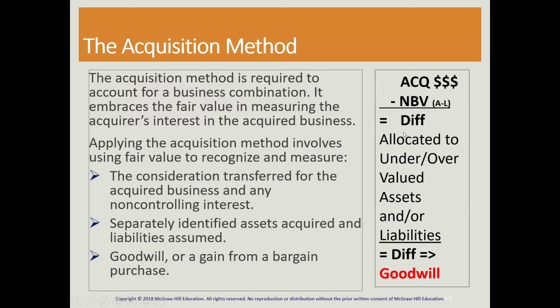So we can define this into a little formula. We have our acquisition price, which we're going to compare with the net book value of the company that's been acquired. Again, net book value means assets minus liabilities, or stockholders' equity. And if we have a difference, we will try to allocate that to any under or overvalued assets and liabilities. If we still have a difference, then we will call this goodwill.